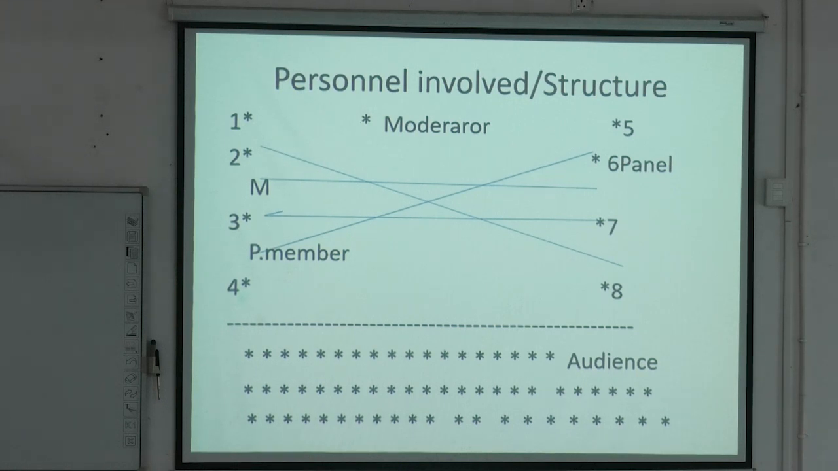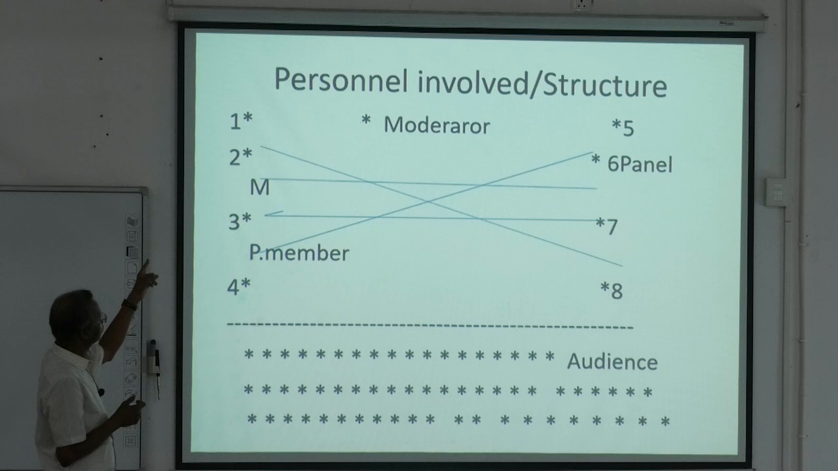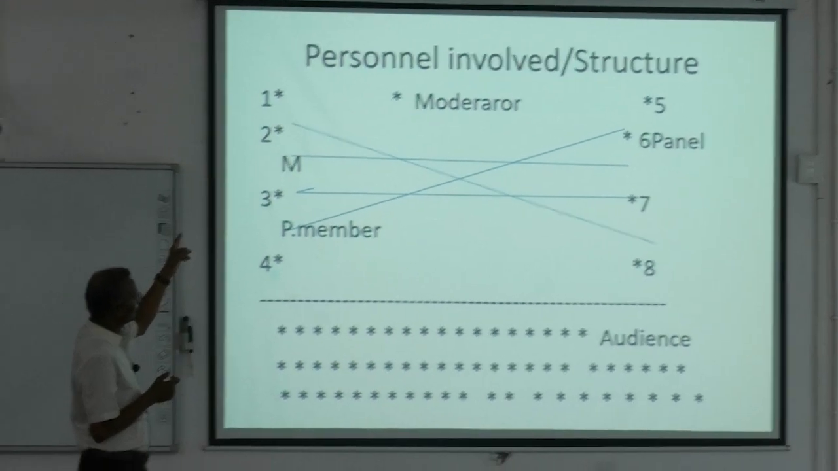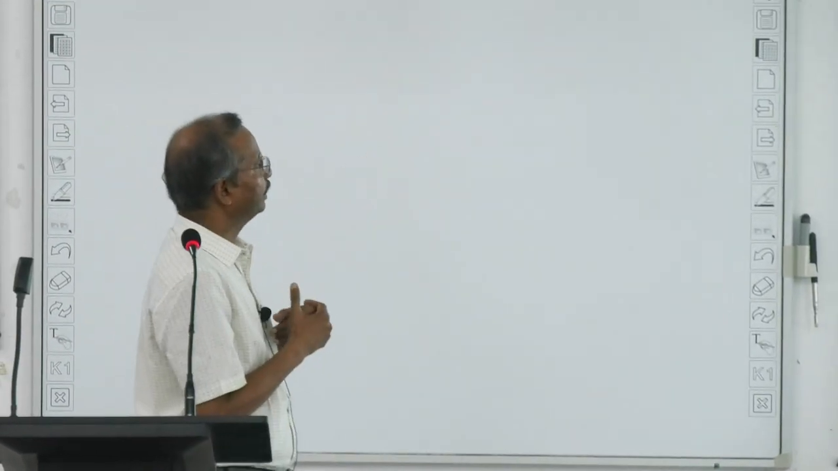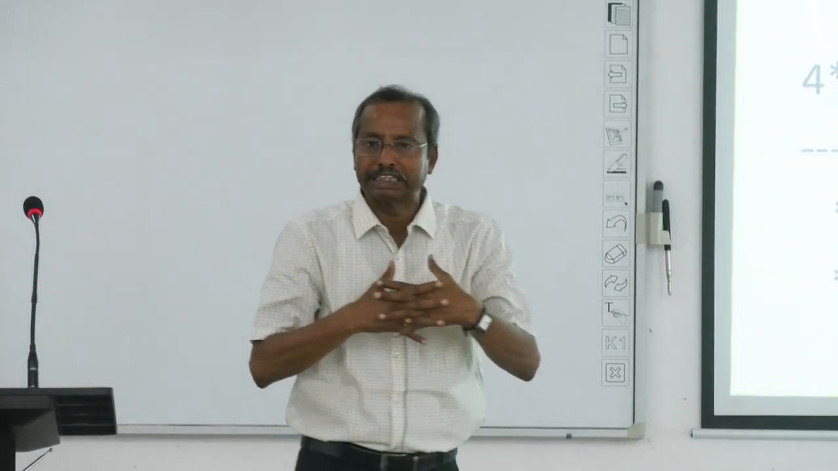Here you see in this sketch, 2 to 8. The second panelist asks questions relevant to the topic in front of the audience to panelist number 8. Number 8 will answer the question. Again, panelist 6 asks questions to panelist number 4. Like this it will be going on. Vice versa, the left side asks questions to the right side people, and the right side people give the answers. Again, the right side people will ask questions to the left side people. In this way it will go on until the topic is covered or the time is over.